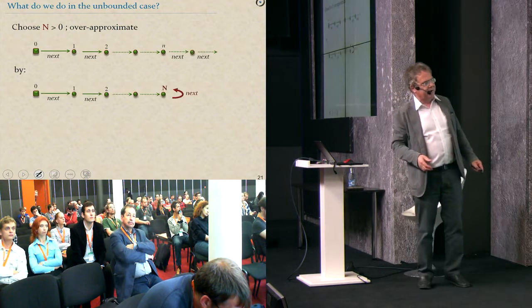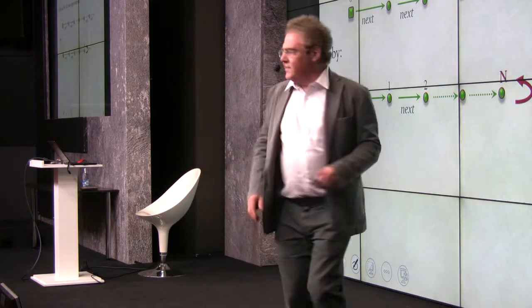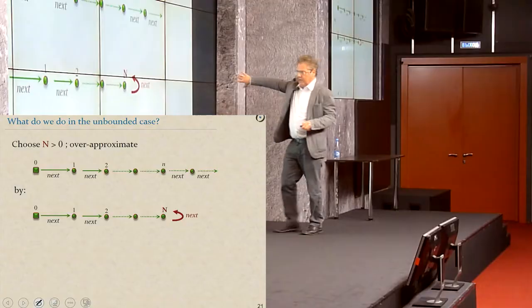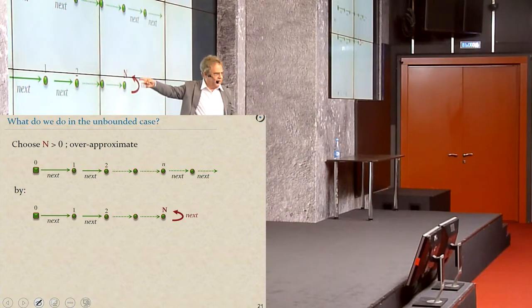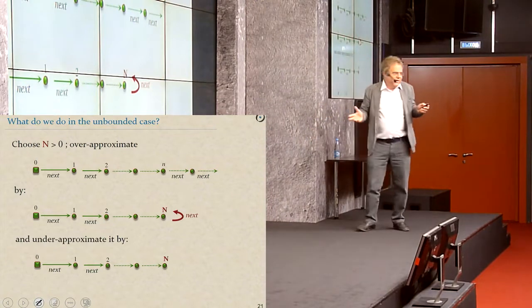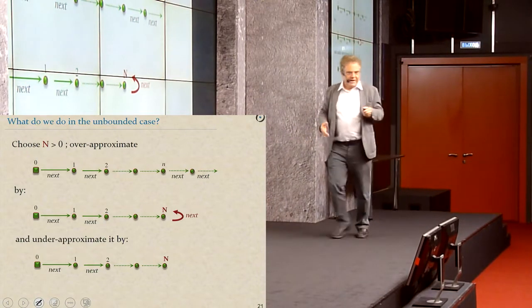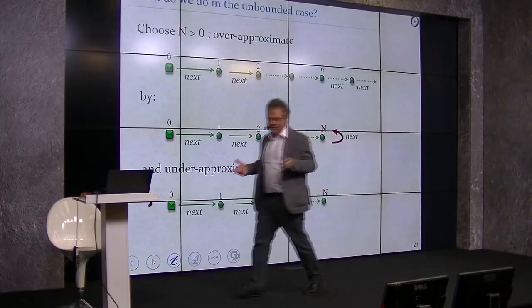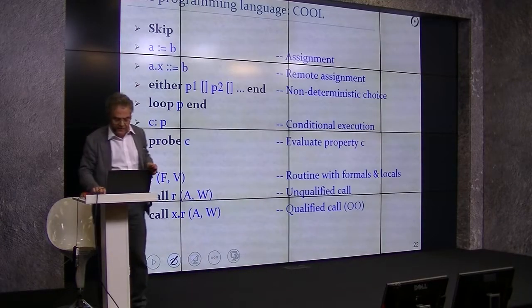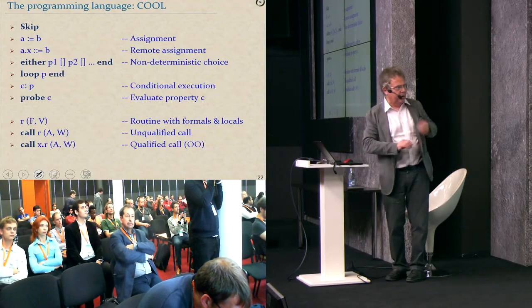So we choose a certain n, big N, and we over approximate all the missing ones in the over approximation by letting this particular object stand for all the others that would come afterwards. And for the under approximation, we can always ignore stuff, right? So we just stop there. Okay, and so this is what's going to guarantee finiteness. So that's the basic idea. And now I'm going to show you the tool.